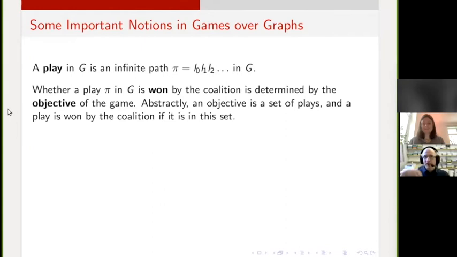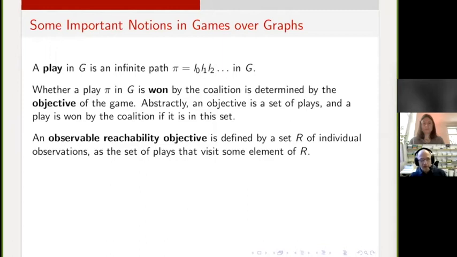And then whether a particular play is won or not is determined by the objective. Most abstractly, an objective corresponds to a set of plays. So a given play is winning if and only if it is in this set. But more concretely, you would usually define an objective in some logical way. For example, by a linear time temporal logic, you would define such a set of plays, or in some other ways. A class of objectives that is important for me, that we have mostly focused on, are so-called reachability objectives.